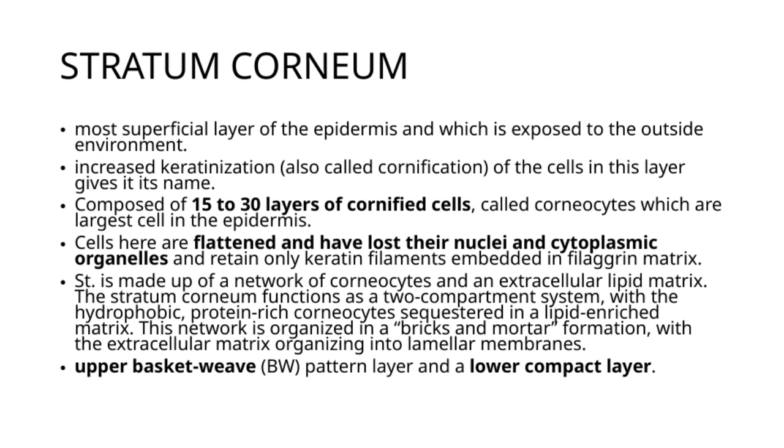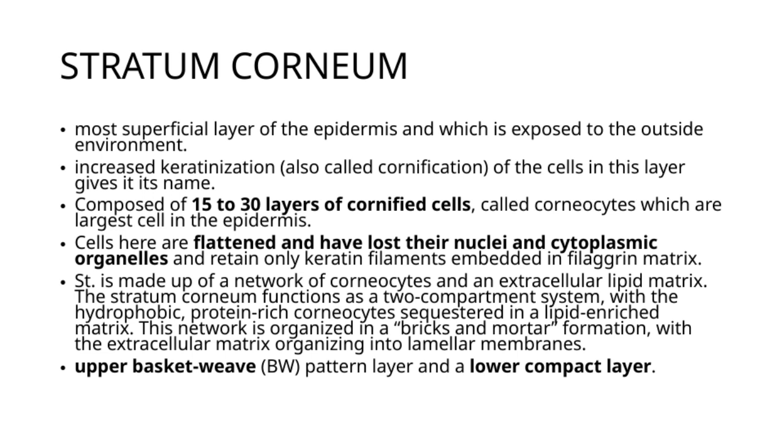This layer is composed of about 15 to 30 layers of what we call corneocytes, which are actually the largest cells in the epidermis. These cells are flattened and have lost their nuclei and other cytoplasmic organelles, a process that makes them more specialized for their protective role. They mainly retain keratin filaments, which are embedded in a matrix of filaggrin.